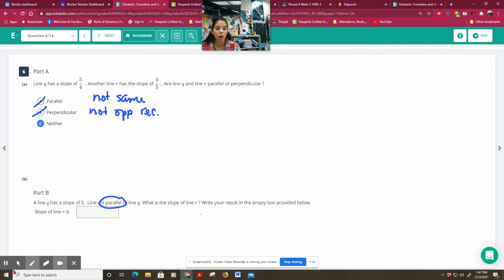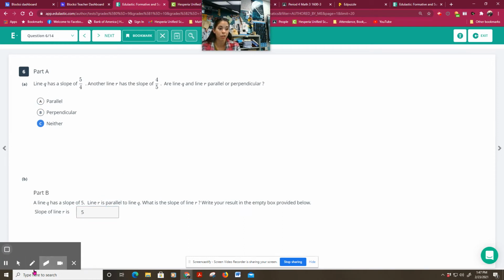What is the slope of line R? So remember, lines that are parallel have the same slopes. Okay, so if line Q has a slope of 5 and it's parallel to line R, that means the slope of R must also be 5. That's it. You got to know those definitions. It's a know it or you don't type of situation here, guys.